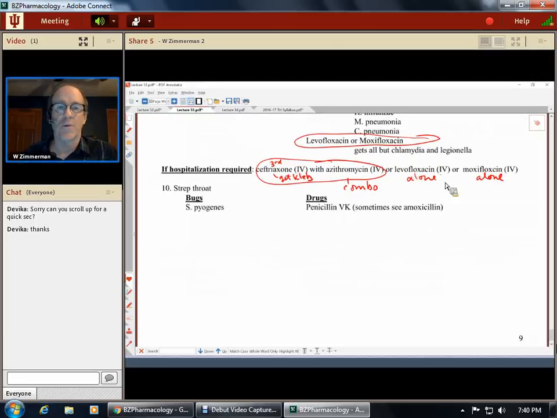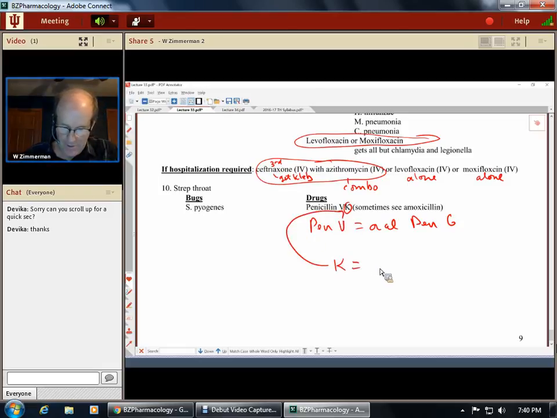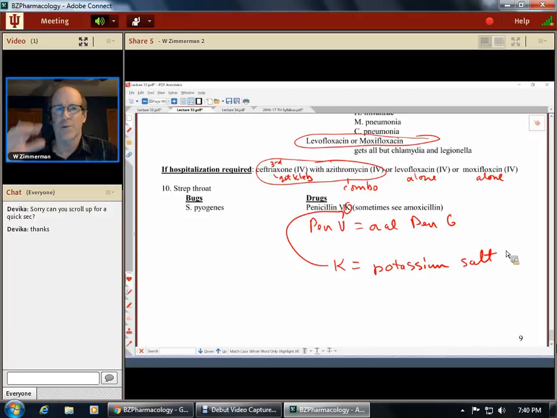And finally, for a strep throat caused by the strep pyogenes, Pen-V, I've got the K on there, and I've left it on there intentionally. Pen-V is the oral Pen-G. Okay, so what's that K? K equals the potassium salt. I just frequently see that on prescription labels, Pen-VK, and it's like, what's the K? Well, it's the potassium salt of Pen-V. It's just to help the solubility.